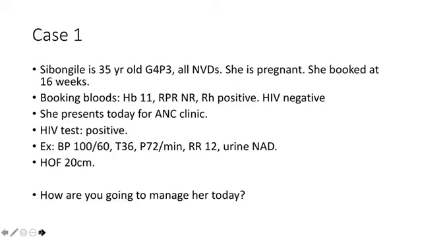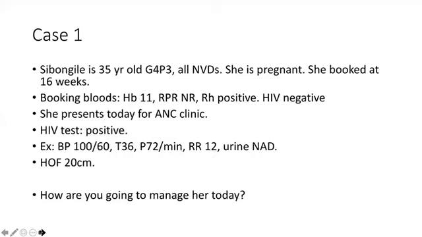Sibongile is 35, a gravida 4 para 3. All her previous pregnancies were NVD. She's currently pregnant and booked at 16 weeks. Her booking bloods were as follows: hemoglobin 11, RPR non-reactive, rhesus positive, and HIV negative. She presents today to antenatal clinic, and when she's tested, her HIV test comes back positive. Examination is fairly unremarkable, and the height of fundus is 20 centimeters. How are we going to manage her further?